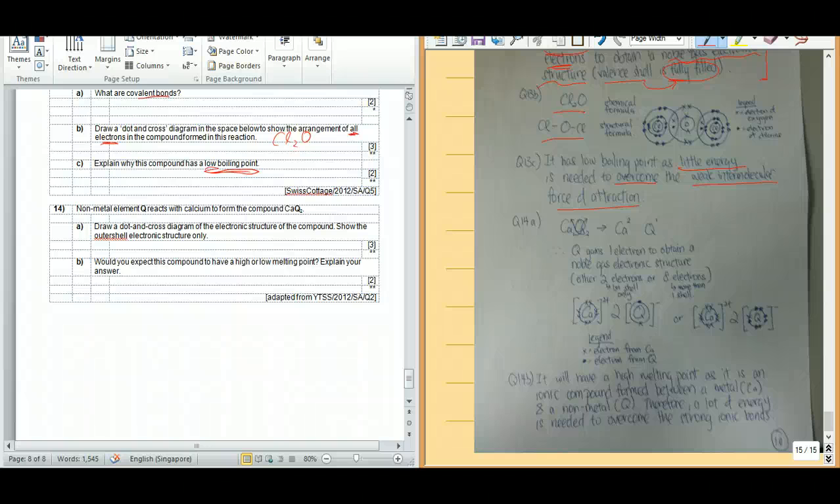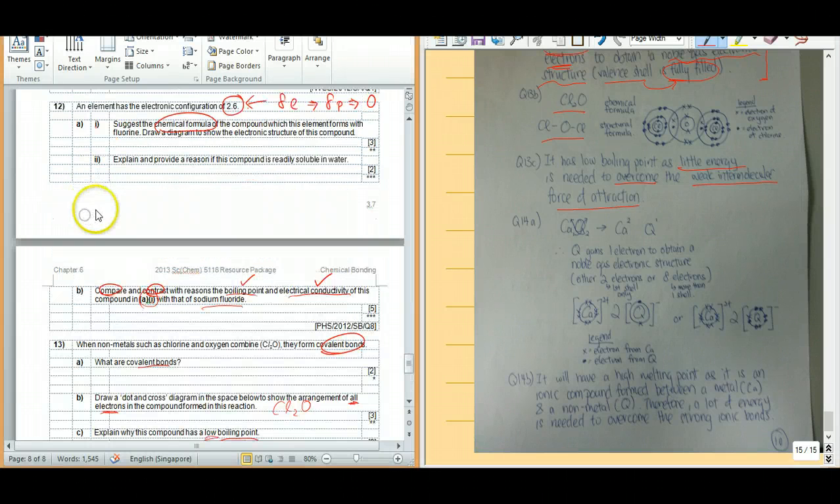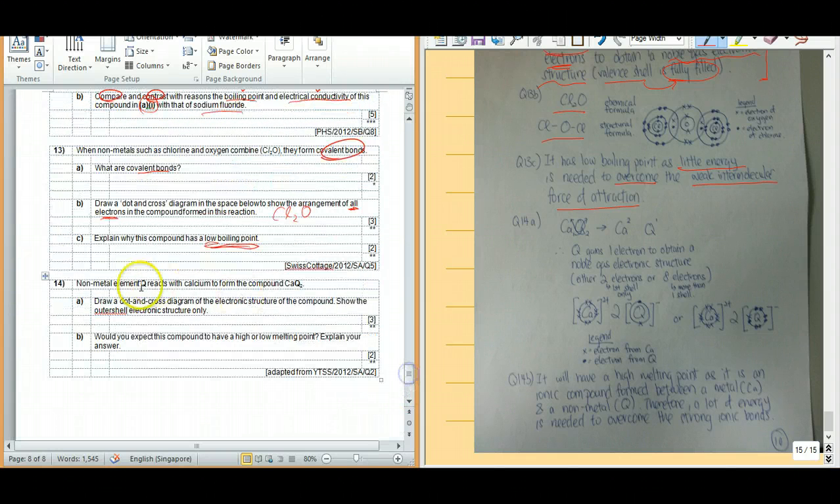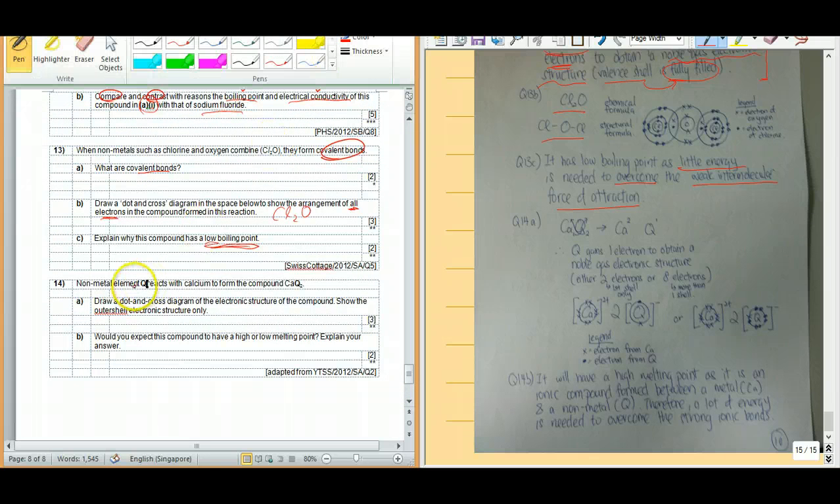Bonding essay question 14. So question 14 talks about a non-metal element. Let's scroll. Non-metal element here, Q, reacting with calcium to form CaQ2. You know that CaQ2 is definitely ionic because calcium is a metal and they say Q is a non-metal. So definitely it has to be ionic.